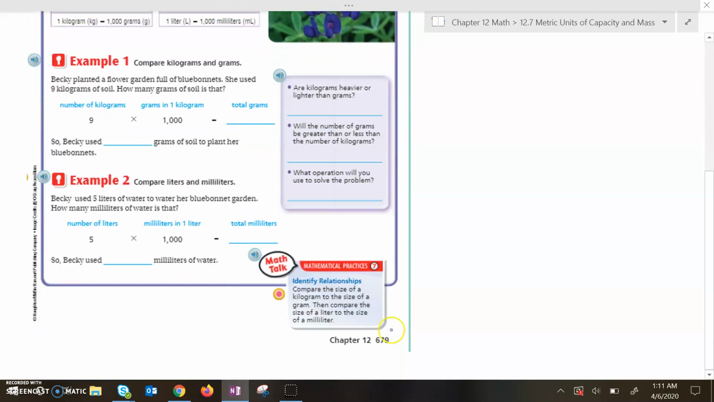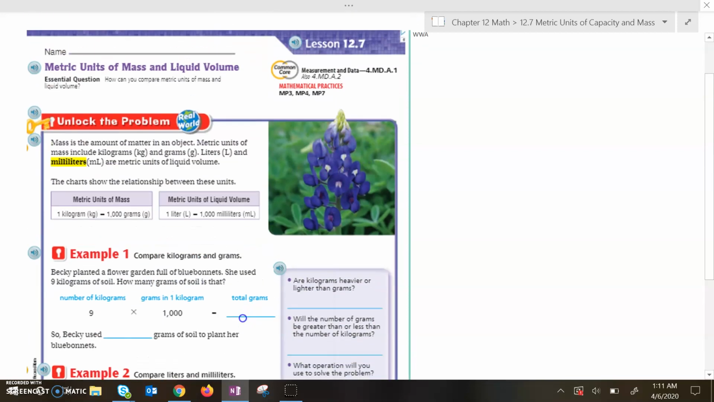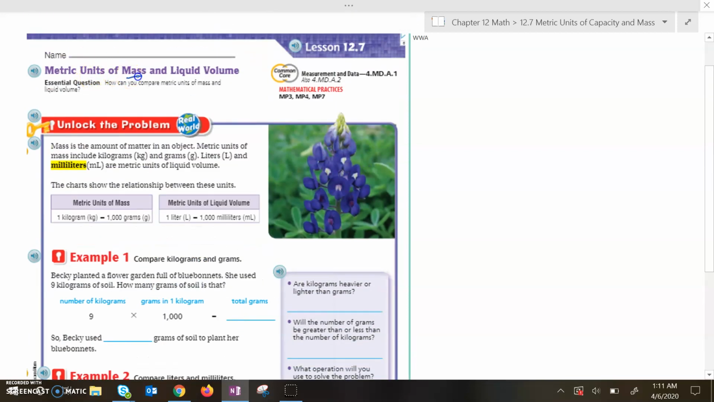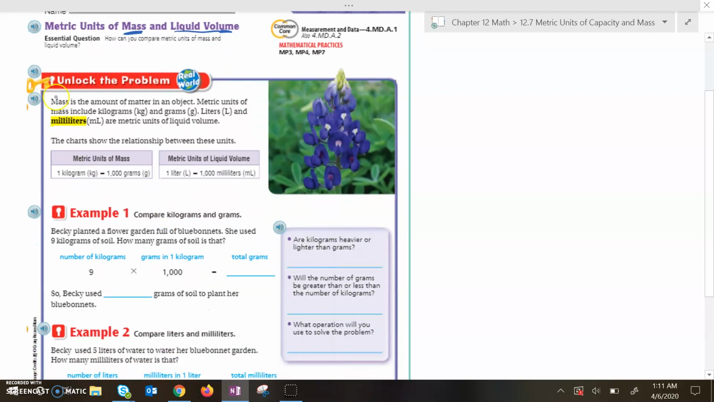Now, we are on page 679, and again, units of mass meaning weight, and liquid volume meaning how much liquid can something hold. Mass is the amount of matter in an object. Metric units of mass include kilograms, kg, and grams, g. Liters, L, and milliliters, ml, are metric units of liquid volume. Everything here that you're seeing are abbreviations.